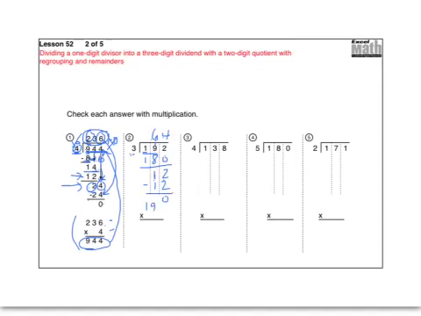Now we're going to check it. Go ahead and write 192 times 3. 2 times 3 is 6. 9 times 3 is 20. Whoa. What did I do here? Oh, I'm multiplying. Whoopsie.